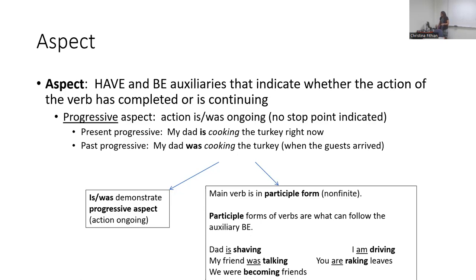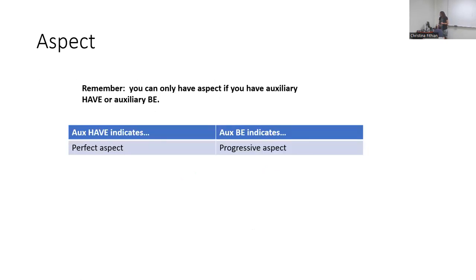So this is aspect. And so what I would like for you to do is remember two things from today, two takeaways. That is, you can only have aspect if you have auxiliary be or auxiliary have. Auxiliary have indicates perfect aspect. Auxiliary be indicates progressive aspect. Now, when we add this to our trees, then it's going to also be expressed in the verb status, the main verb, as we see from the previous example. So let's go ahead and do one of those trees. And then the other two, I'm going to let you do on your own.